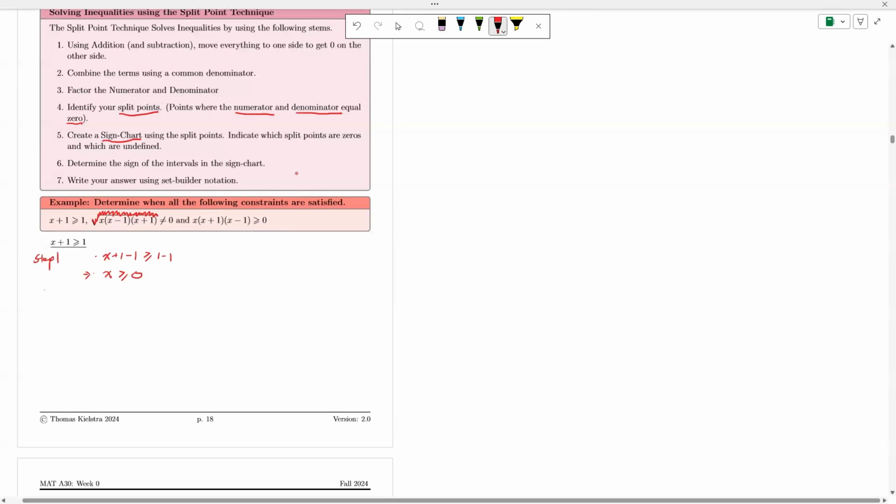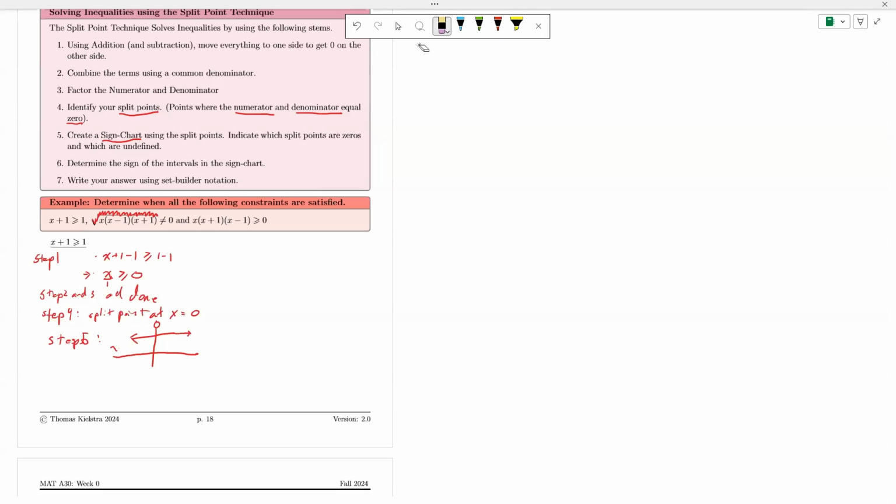Now, step two and three are done. Step four, we only have one numerator, and that's x, or x over one. So step four, split point at x equals zero. And step five, we're going to create the sign chart. There are many ways to create a sign chart. I like creating a sign chart where my vertical line operates like the x-axis. And I'm going to put my split points on top of each vertical line. And then I'm just going to write out my factors, whatever each individual factor is here. And sorry, my factor should be just x.